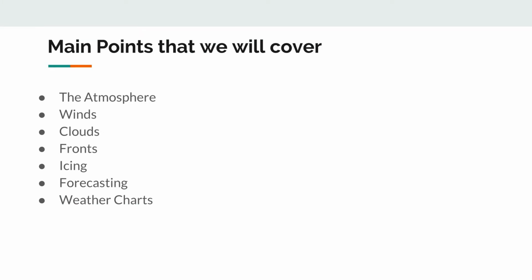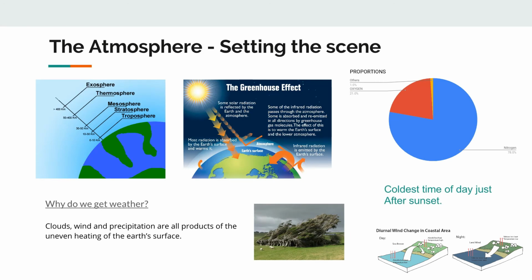We'll start with the atmosphere, set the scene, and then we'll go through winds, clouds, fronts and icing, and all of those things will lead us to understand the forecast and the weather charts themselves. So let's begin. We'll start with the atmosphere, and I'll go very quickly through this.